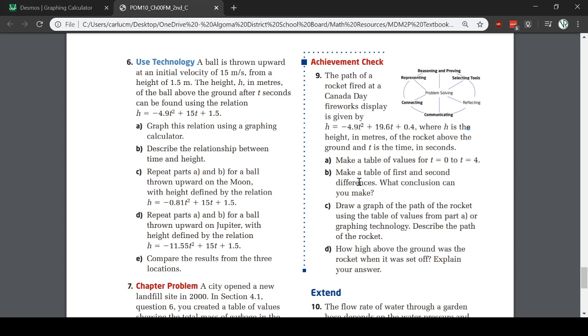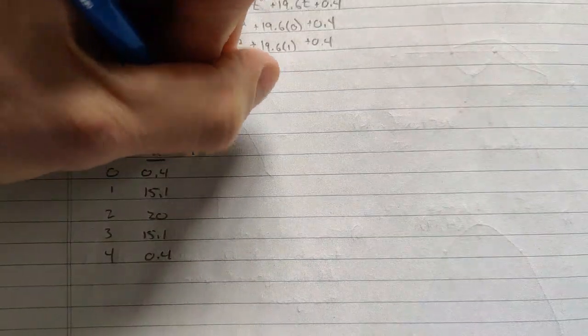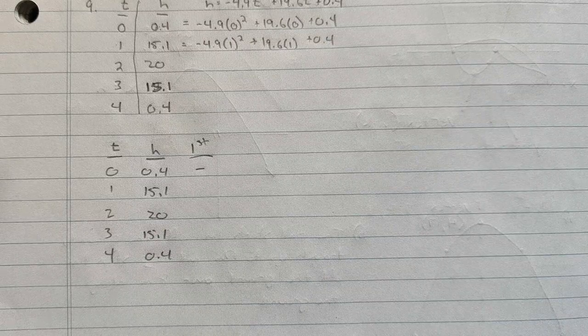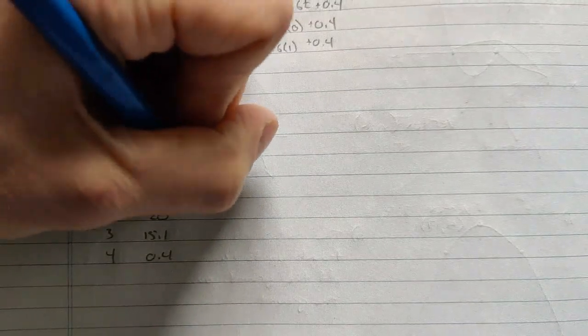So if I make a table of differences now for these, there, I've just recopied them quickly, and my first differences, can't do the first box, so I do 15.1 minus 0.4, and I'm going to get 14.7.